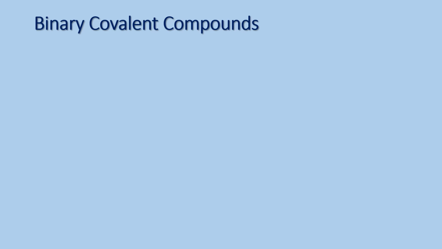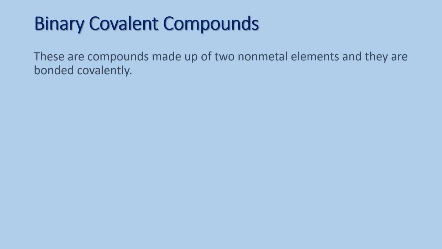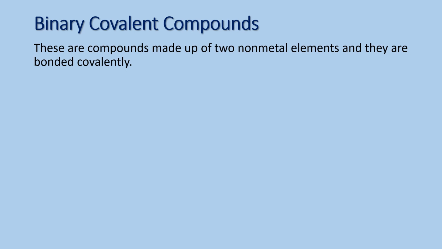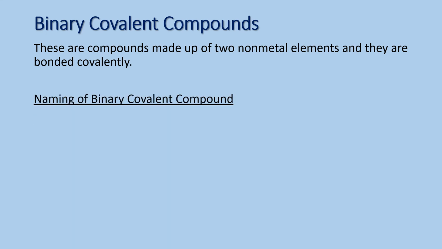Aside from binary acids, let us also name some other binary compounds that are formed covalently. So binary covalent compounds, these are compounds made up of two nonmetal elements, and they are formed covalently or through covalent bonding. So here are the procedures in naming these binary covalent compounds.